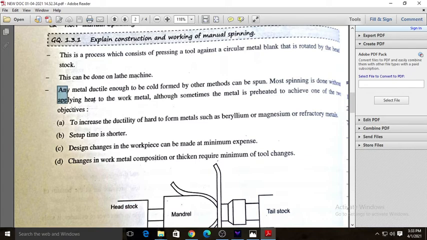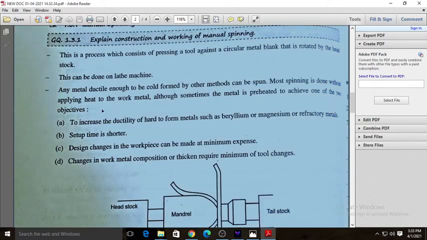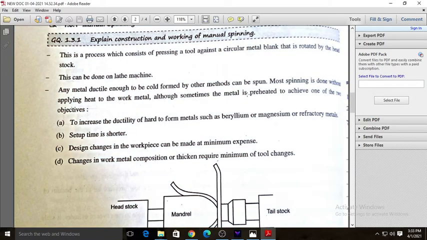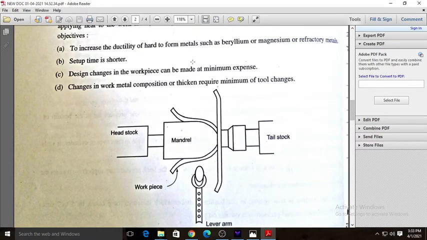So here is the theoretical part. Any metal ductile enough to be cold formed by other methods can be spun. Most spinning is done without applying heat to the work metal, although sometimes the metal is preheated. The objective is to increase the ductility of hard to form metals such as beryllium, magnesium or refractory metal. Setup time is shorter. Design changes in the workpiece can be made at minimum expense.